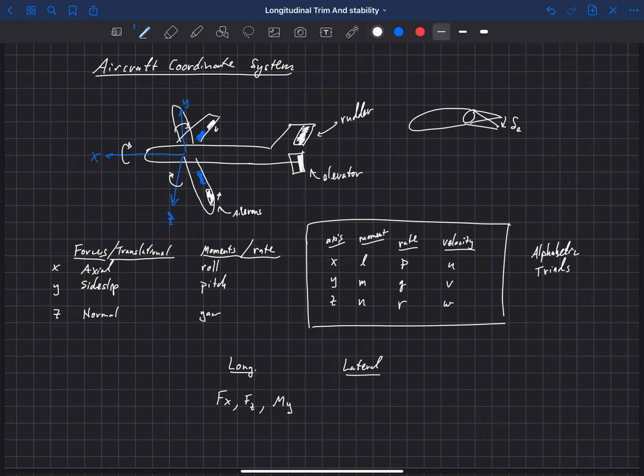So these are our longitudinal forces and moments, and then our lateral forces and moments are everything that's left. So this would be the force in the y direction. We call that our side force. Moment about the x-axis, that's a rolling moment, and moment about the z-axis, that's our yawing moment.